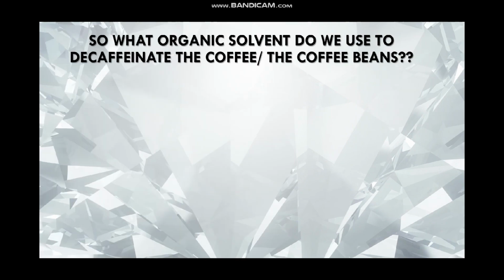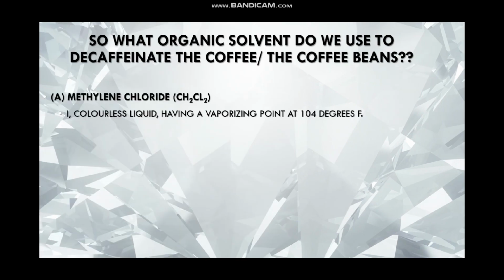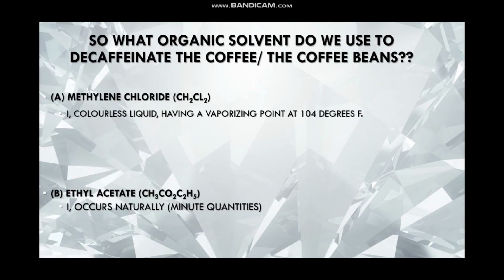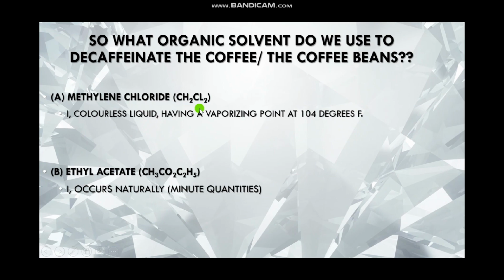Another solvent that we basically use lately is methylene chloride, and the second one is ethyl acetate. Methylene chloride is given by CH2Cl2. It's a colorless liquid and it vaporizes at 104 degrees Fahrenheit.